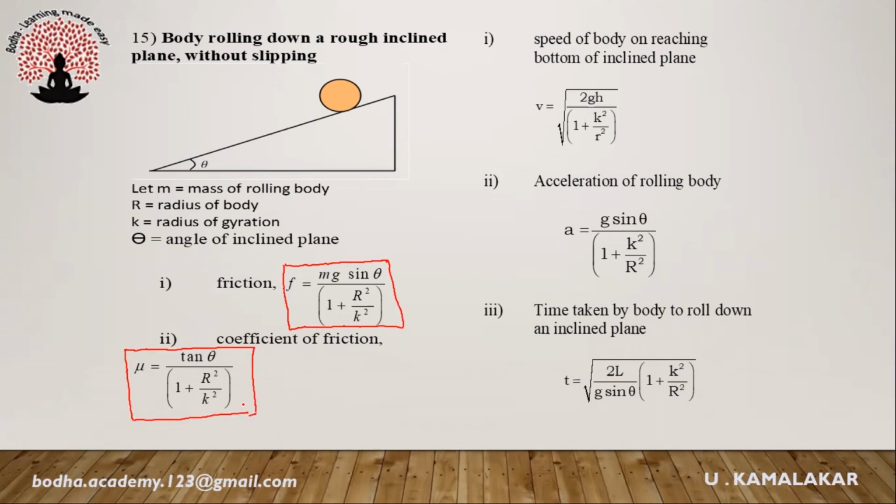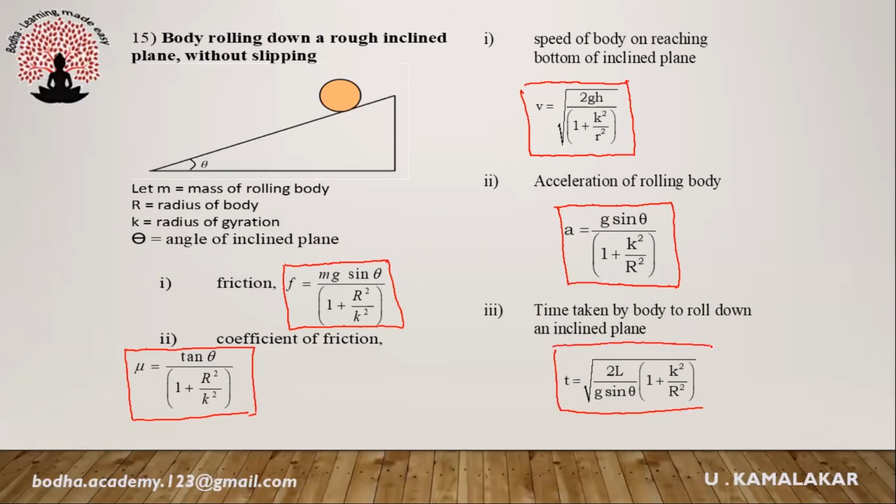The speed of body on reaching bottom of inclined plane is given as v = √(2gh / (1 + k²/r²)). The acceleration of rolling body is given as a = g sinθ / (1 + k²/r²). Time taken by body to roll down the inclined plane is given as t = √((2l / g sinθ) × (1 + k²/r²)).